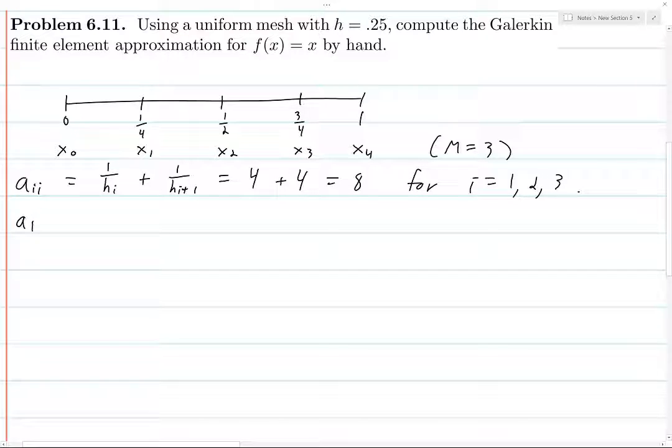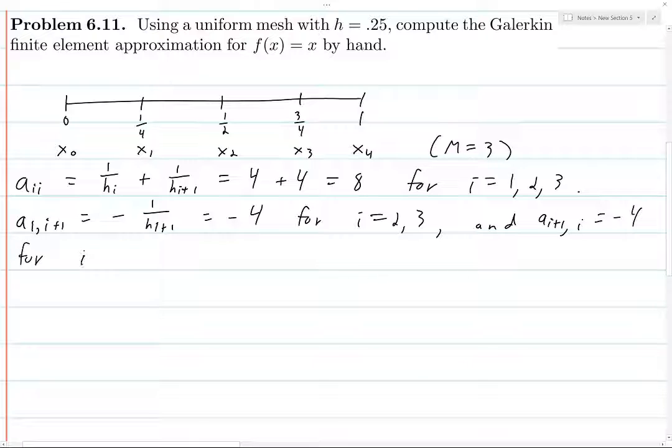And now A_{i,i+1}. Well, this is minus 1 over h_{i+1}. Again, that's from the textbook, and that's just minus 4, for i equals 2 and 3. And likewise, A_{i+1,i} equals negative 4 for i equals 2 and 3 as well because of symmetry. Okay, so that gives us the matrix A.